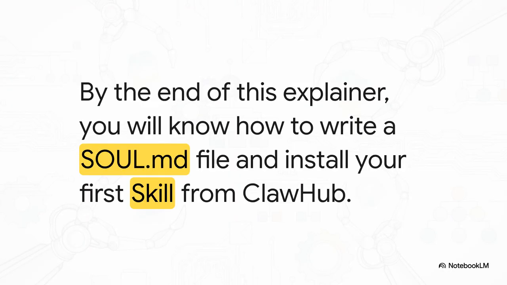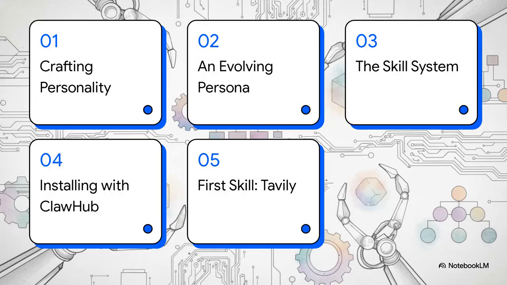By the time we're done here, you'll have the actual, practical skills to not only shape your agent's personality, but also to start bolting on brand new abilities. So here's the plan. We're going to start with crafting that personality. Then we'll look at how it can actually grow and change. After that, we'll dive into the OpenClaw skills system, and we'll wrap up by installing a real, useful skill from ClawHub. Sound good? Let's get into it.